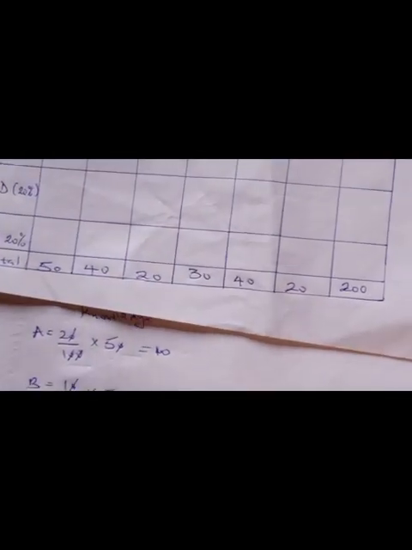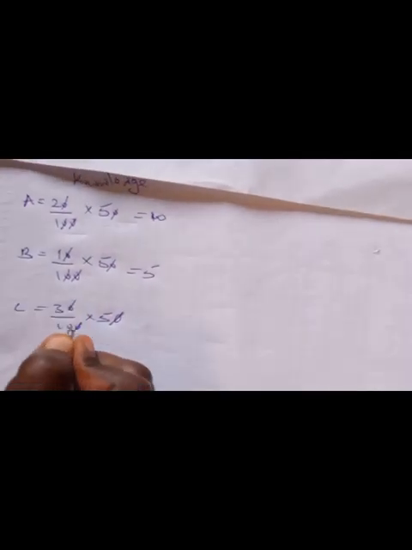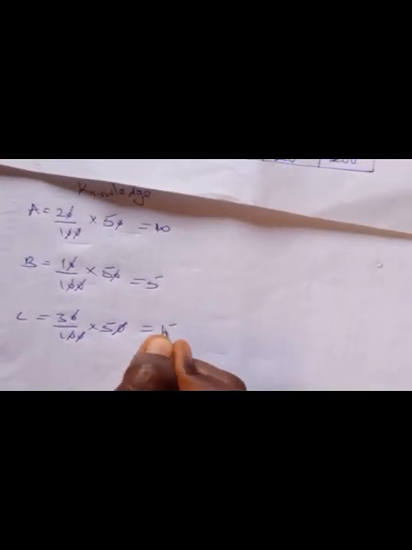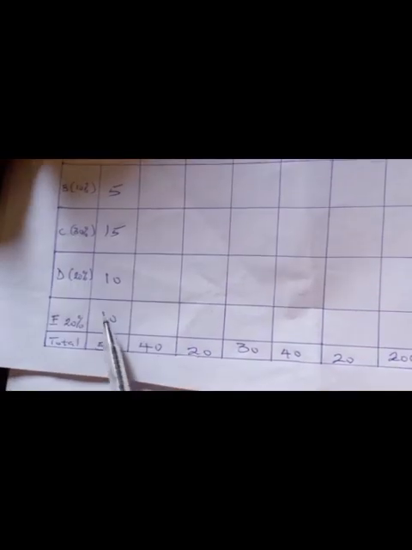Our C is 30% of 50. 0 cancels 0. Our C is 15. You're going to repeat the same method for the calculation. Under D, you're going to say 20% of 50. We're going to get 10.